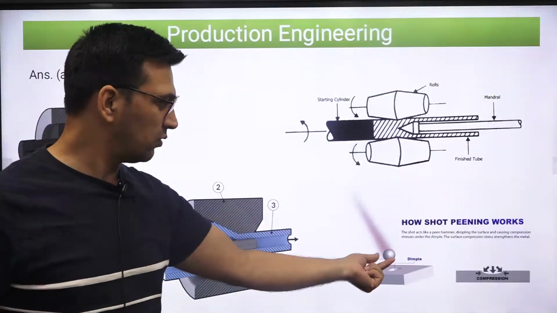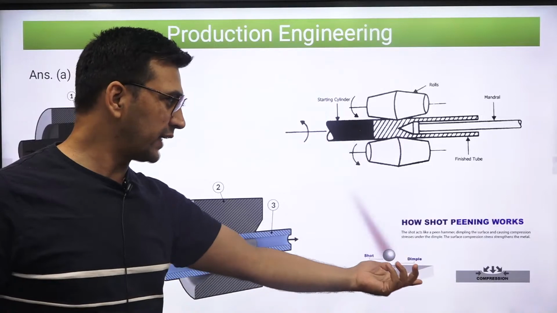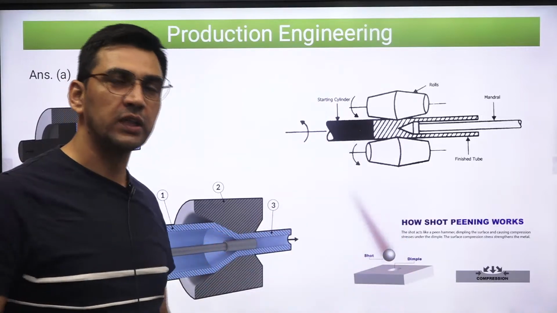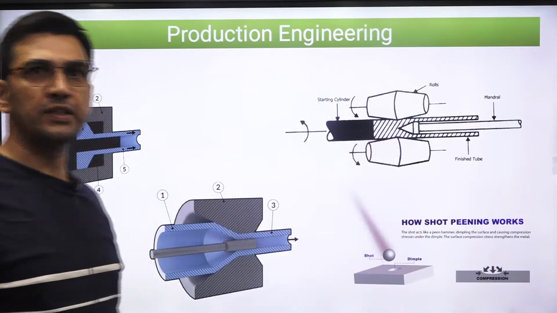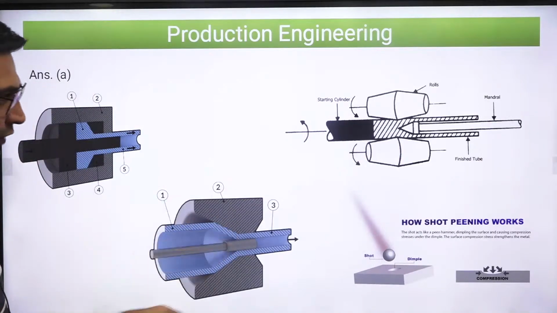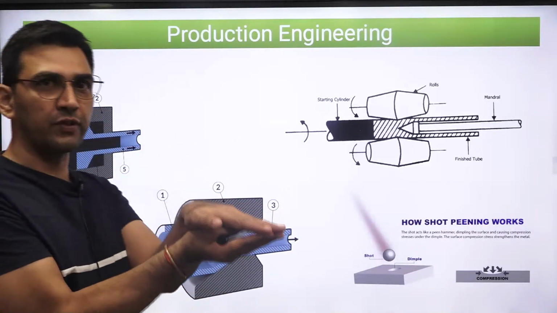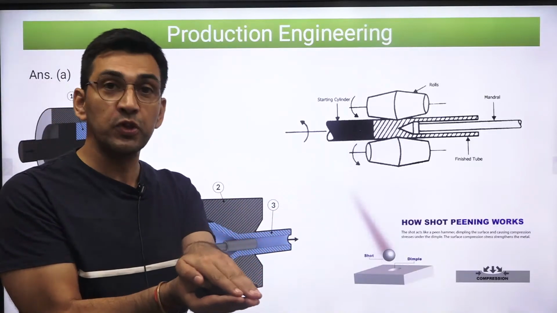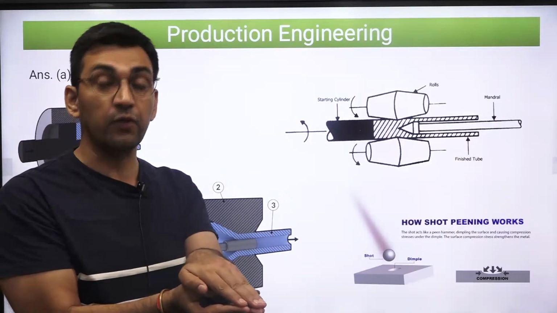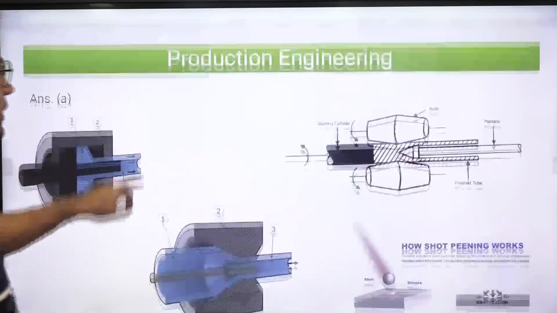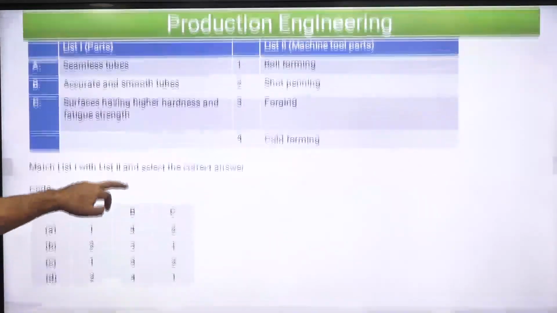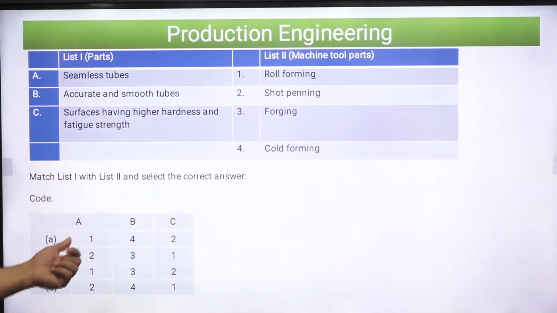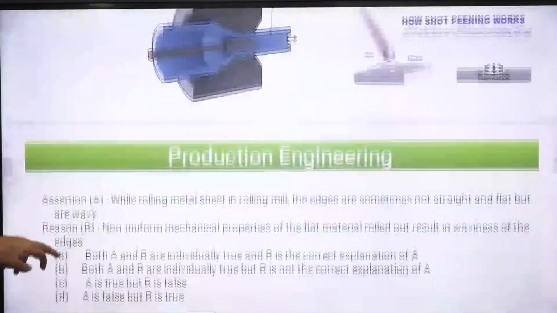This is just one ball hitting this plate, as shown, but there are a number of smaller balls hitting on the surface. Therefore compressive stresses are induced on the surface, and whenever a component is under compressive stresses, it is in a better position to resist the development of fatigue cracks. That is why we are saying that fatigue strength also increases. So if you have that idea, then you can say A1, B4 and C2. Okay, let's now move on to the next.